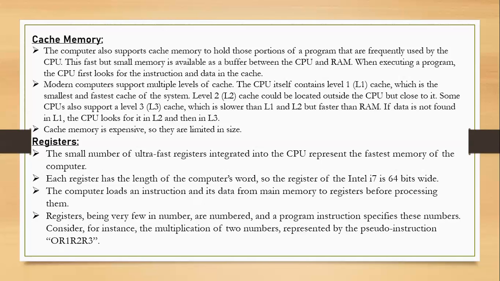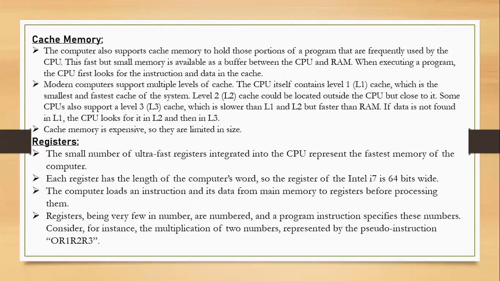Modern computers support multiple levels of cache. The CPU itself contains level 1 cache, which is the smallest and fastest cache of the system. Level 2 cache could be located outside the CPU, but it should be close to the CPU because whenever the CPU looks for instructions and data, it must be able to access them faster. Some CPUs also support a level 3 cache, which is slower than L1 and L2, but faster than RAM.